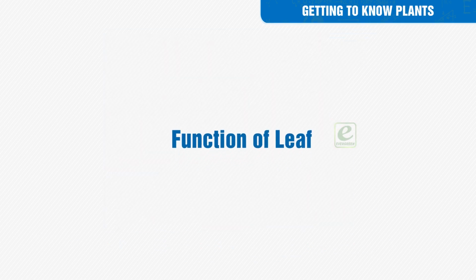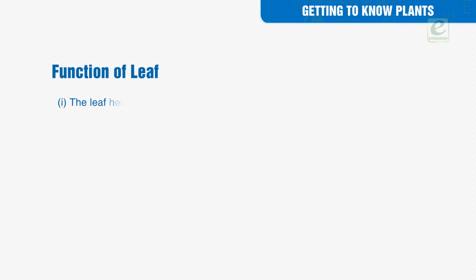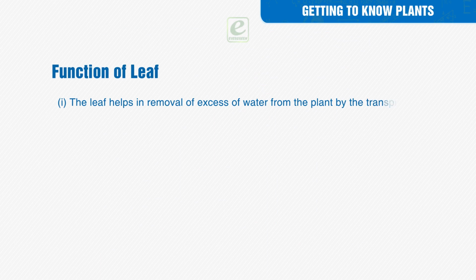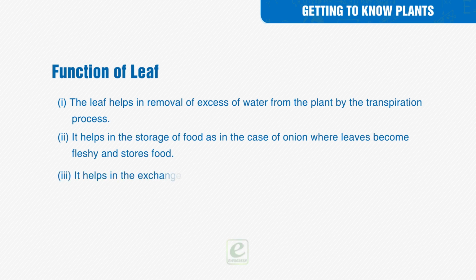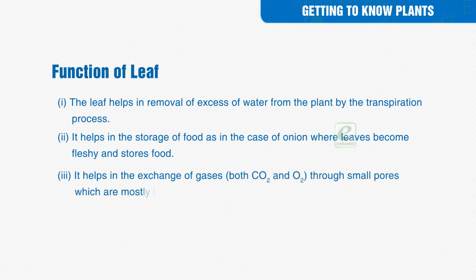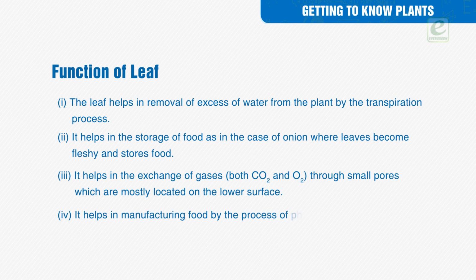Function of leaf. The leaf helps in removal of excess of water from the plant by the transpiration process. It helps in the storage of food, as in the case of onion, where leaves become fleshy and stores food. It helps in the exchange of gases, both CO2 and O2, through small pores, which are mostly located on the lower surface. It helps in manufacturing food by the process of photosynthesis.